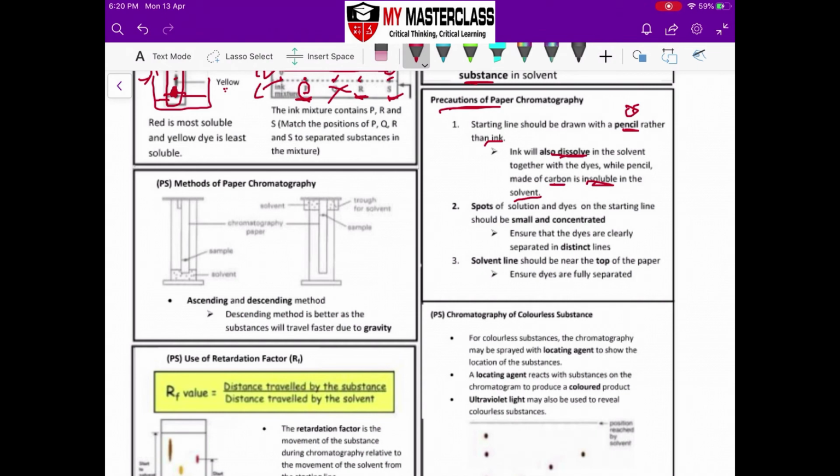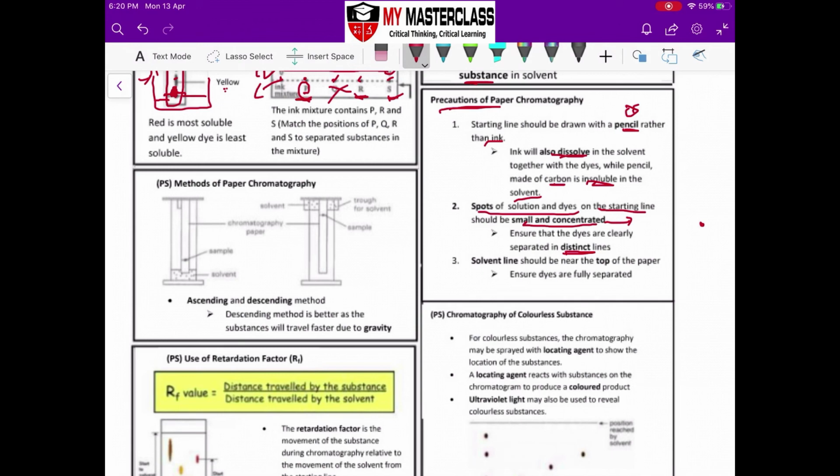Spots of the solution and dyes on the starting line should be small and concentrated, meaning to say the original dot that you put should be as small and as concentrated as possible so that they will separate into distinct lines. There will not be smudging. Small and concentrated also minimizes wastage.